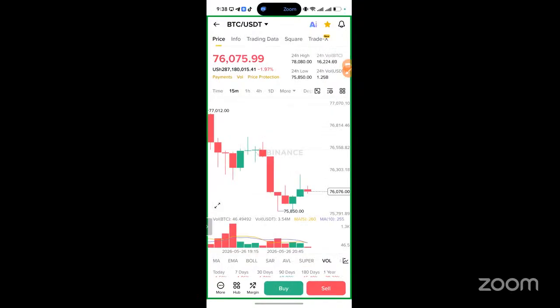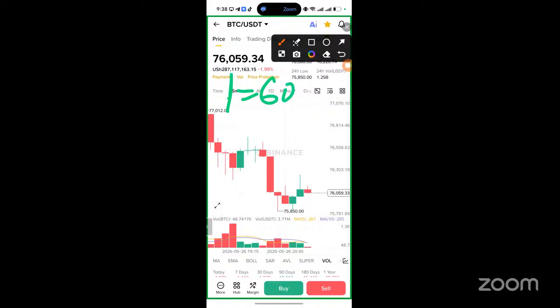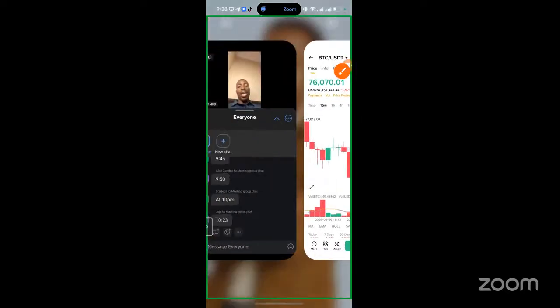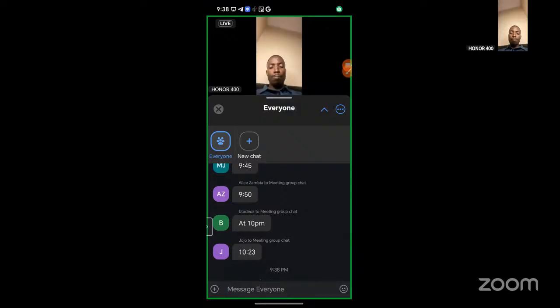Okay, we are in the 15 time frame. Let's go slow. 1 hour equals 60 minutes. Now, if you divide 60 by 15, what is the answer? 60 divided by 15. What is the answer? The answer is 4. Very good.